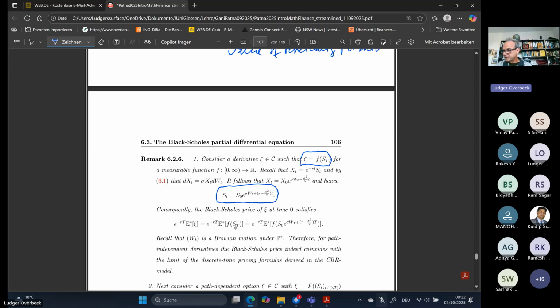So here there's a price, again, discounted expectation under the risk neutral measure. So in this specific case, we have the Black-Scholes world. Here, we just need to know WT has a normal distribution. These are the parameters.